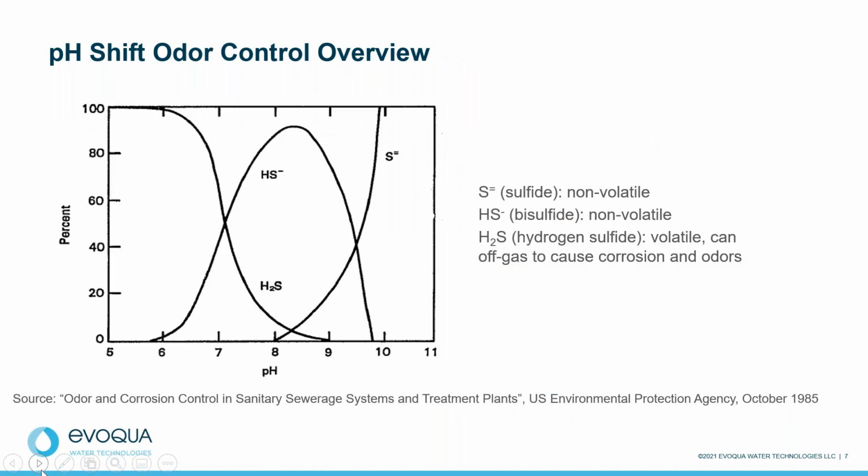This graph right here is illustrating how the ionic form of sulfide shifts with the pH. The lower the pH, the more likely sulfide is in its most volatile dissolved hydrogen sulfide form. And as pH increases, the sulfide then shifts into the bisulfide ion or sulfide ionic form, and those are the non-volatile forms of sulfide. So as you can see, at a pH between 8 and 9, nearly all the dissolved hydrogen sulfide has shifted into the non-volatile states. And so raising the pH above 8.5 to 9 is really the target when using pH shift technology.